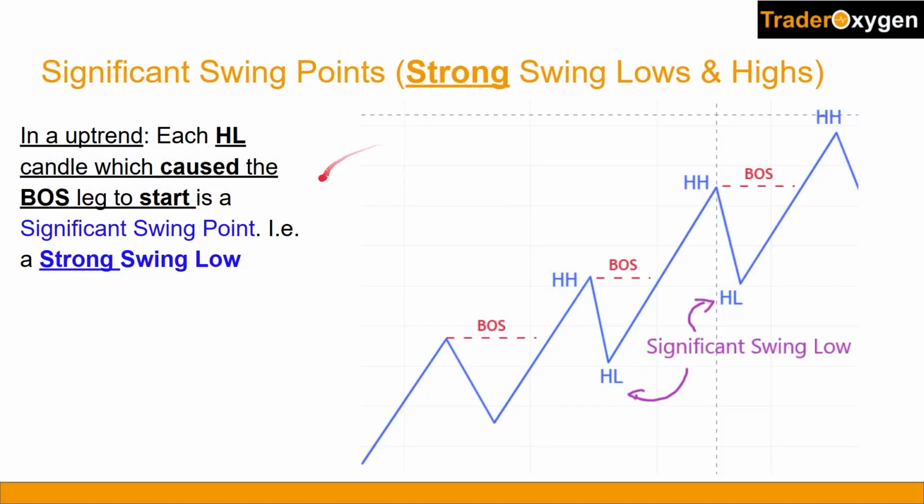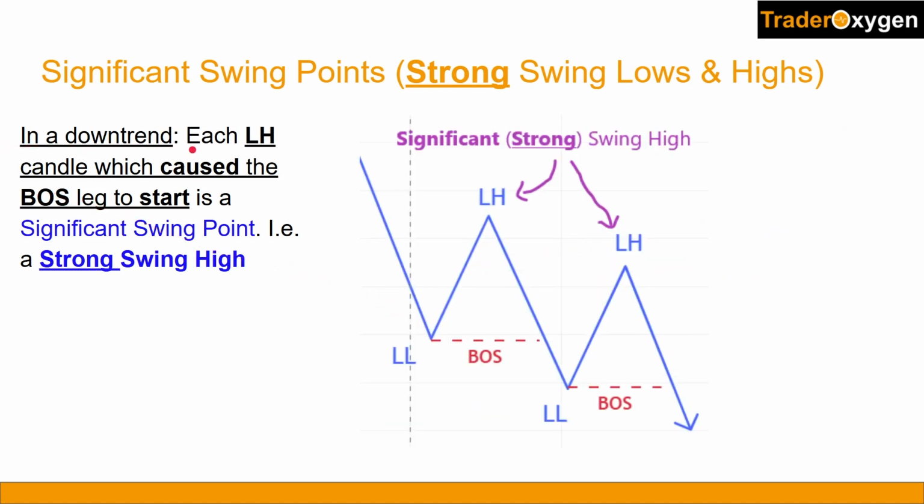Okay, so now let's look at how to correctly identify significant or strong swing points. What are significant swing points? We call them strong swing lows and strong swing highs. So in an uptrend, each higher low candle which caused the break of structure to start. So this higher low caused this break of structure to happen. This higher low started this break of structure. So those are significant swing points, significant swing lows.